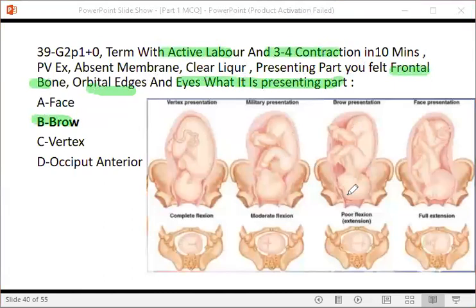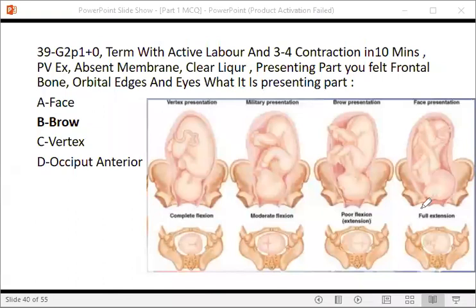But it is like this, almost like this. He felt the frontal bone, eye, bone, orbital edge. This is the area that felt on that. يدوب باين هنا لو تلاحظون. This is brow presentation. تمام. It depends on the degree of flexion. Complete flexion, this is called sinciput, and moderate is vertex. Poor flexion is brow, and full extension is face presentation.